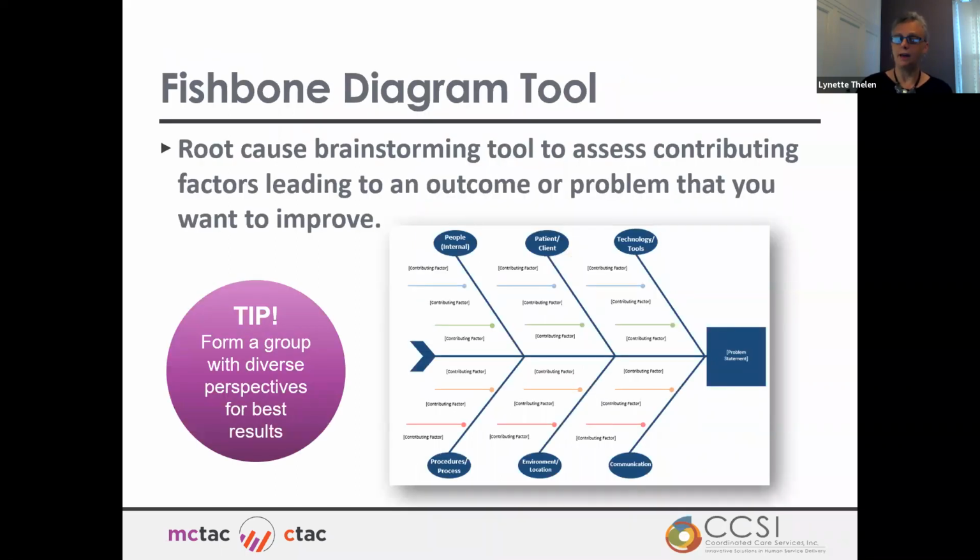So a tool that we have, and this is not the only tool that you can use to do this, but this one is a real helpful way to look at what's causing the problem. It's called a Fishbone diagram tool. And this really helps you break down and brainstorm all the possible contributing factors to a particular problem that you want to improve or challenge that you want to improve.